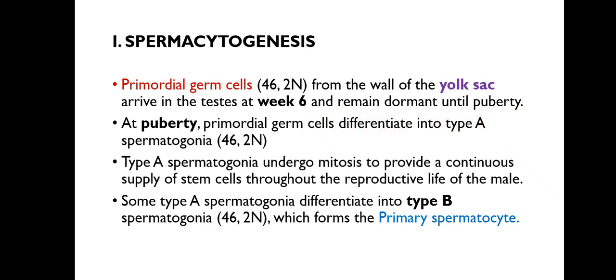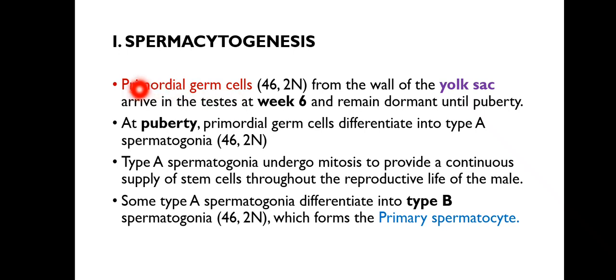So somebody may be confused here and ask, what does 6 weeks mean? After fertilization has taken place, there's formation of a zygote. When that zygote is implanted in the female uterus, there will be development. So after somebody is pregnant, when the fetus reaches 6 weeks, this is why we're saying that at 6 weeks the primordial germ cells from the walls of the yolk sac arrive in the testis. Meaning that the fetus at 6 weeks is going to have the testis. Why? Because this is where these primordial germ cells are going to arrive.